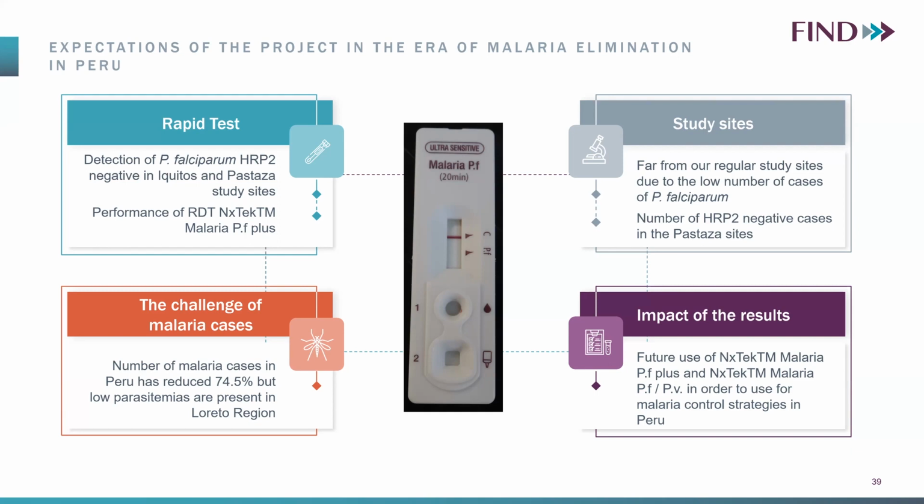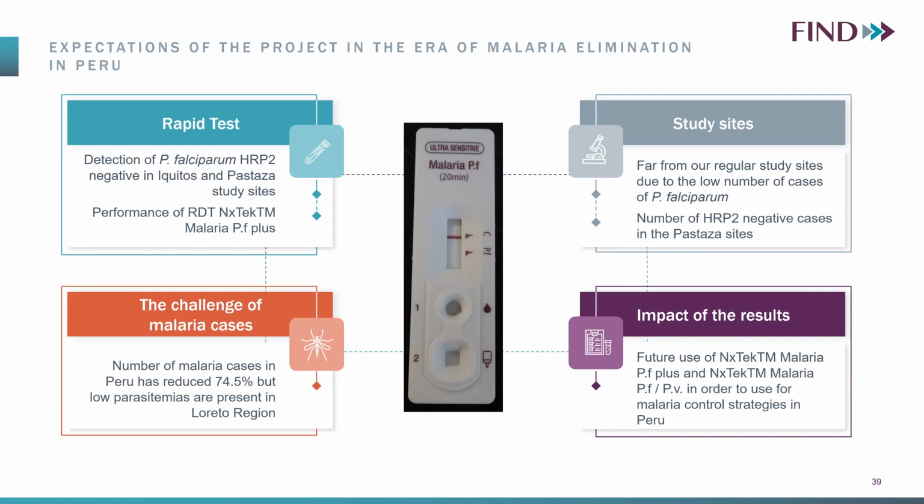It leads us to look for new study sites. You can see here the study sites. We are looking for P. falciparum, and in Pastaza site, we have more cases of P. falciparum. Pastaza is far from Iquitos. Iquitos is the main city of Loreto region. But to get to Pastaza, you have to take the boat for many hours, 12 hours more or less, or take a small plane, but they don't have a regular itinerary for travel.